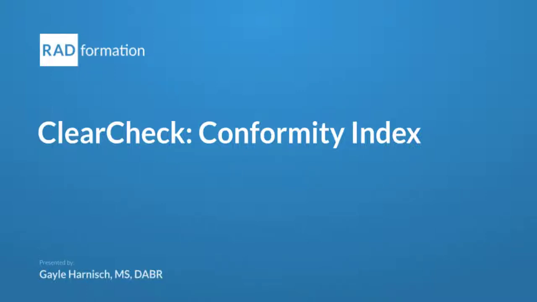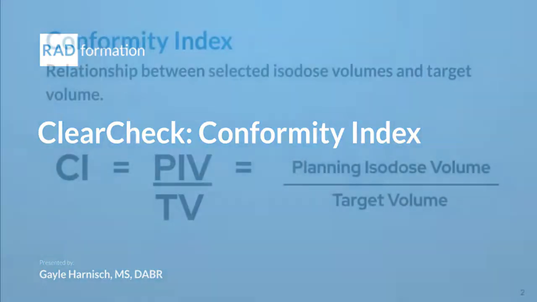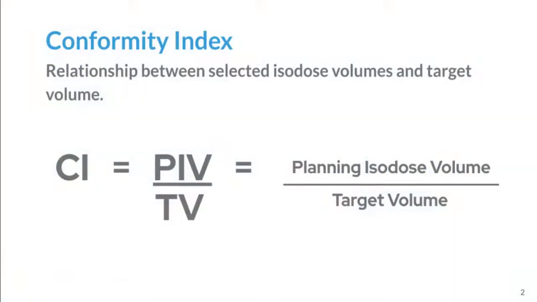Conformity Index is a useful tool to quantitatively assess the quality of radiotherapy treatment plans. Let's take a look at the various ways the Conformity Index constraint can be used in ClearCheck. Conformity Index represents the relationship between isodose distributions and target volume.